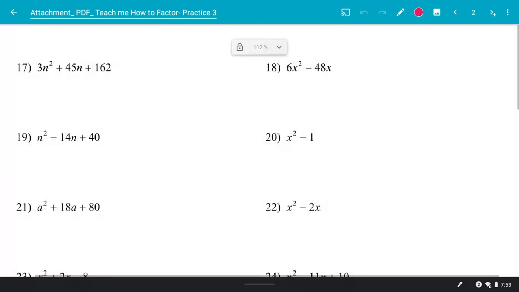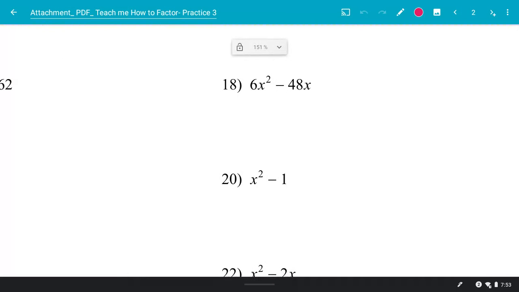Number 18. That one looks a little hinky, but I can always look for a GCF first, so I can pull out a 6 and an X, because there's X in each. And I'm left with X minus 8. Number 20, yes.